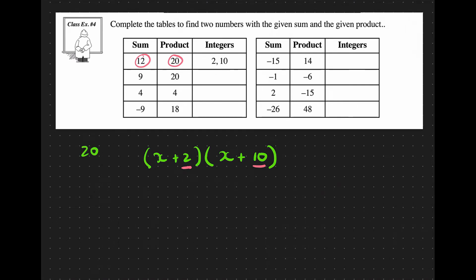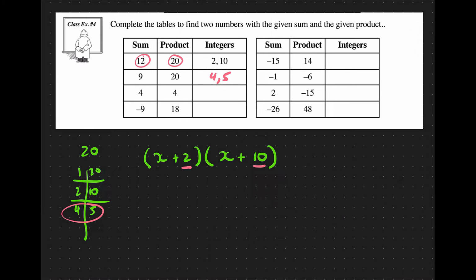So I got 20, and say what numbers multiply together to give us 20. Well, I got 1 times 20, 2 times 10, and 4 times 5. Now I got to find two of those that are going to add together to give us 9. And that would be these two right here, 4 and 5.